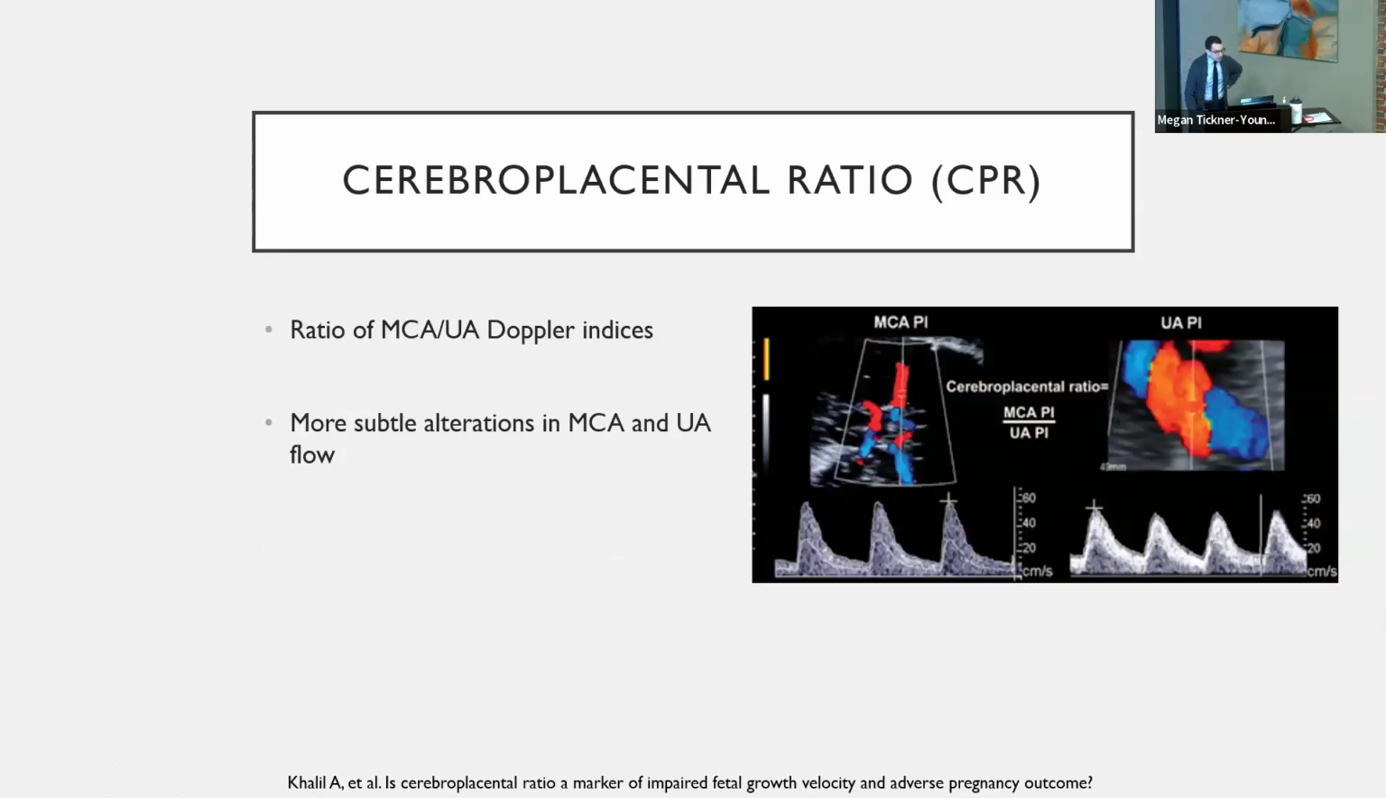The cerebral placental ratio is the MCA pulsatility index divided by the umbilical artery pulsatility index. Many studies have evaluated its utility in predicting neonatal outcomes and as a marker of placental insufficiency. As placental function worsens and the fetus adapts, you see a decrease in the MCA PI and an increase in the umbilical artery PI, and therefore a decrease in the cerebral placental ratio.